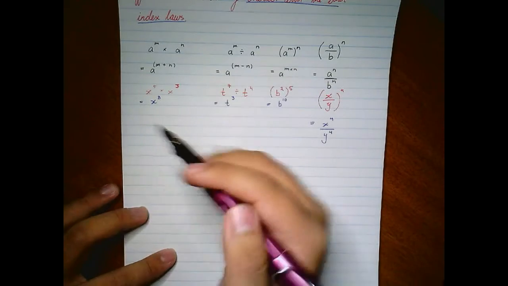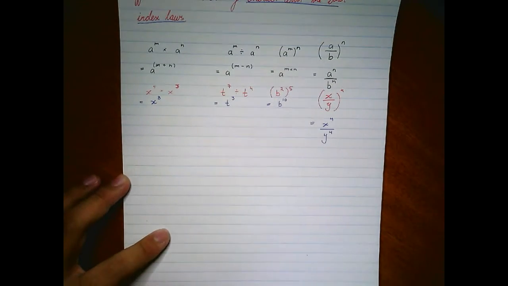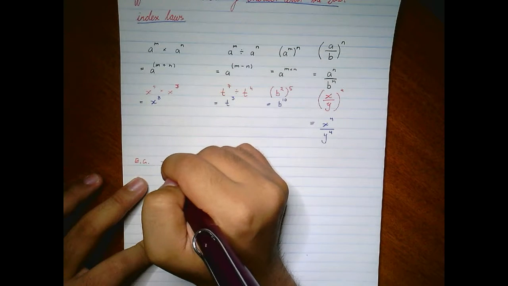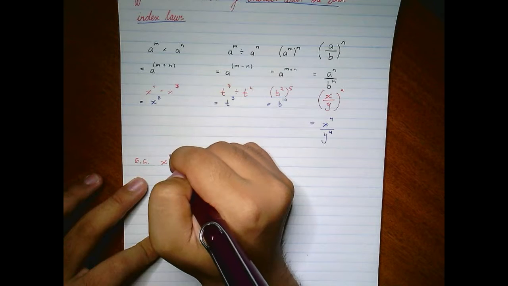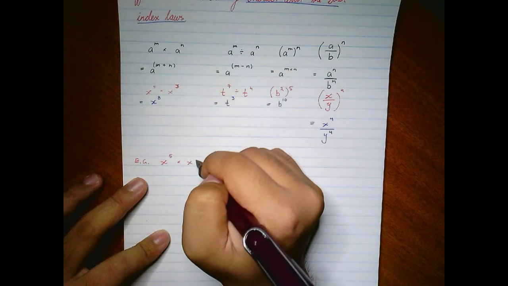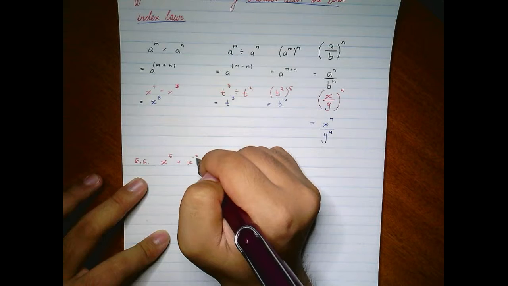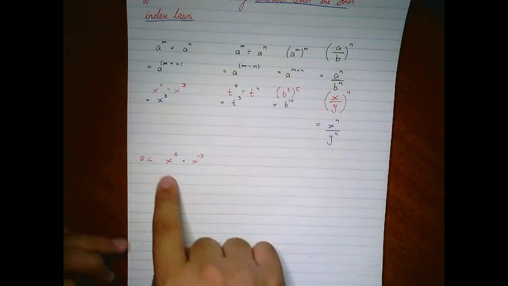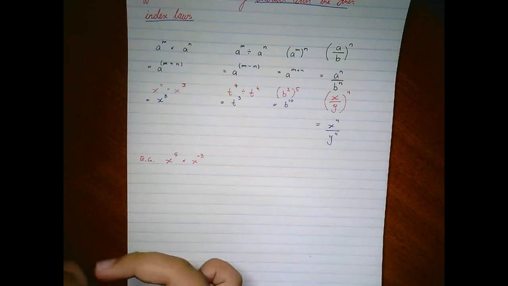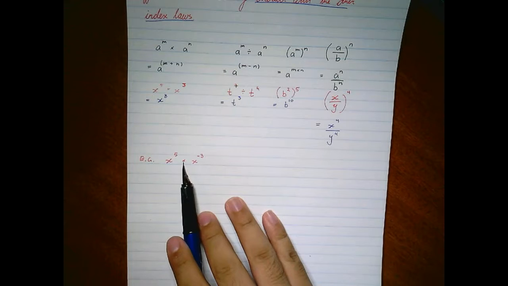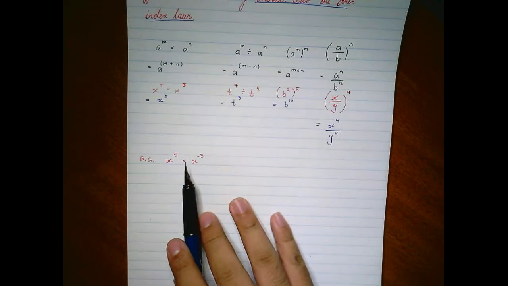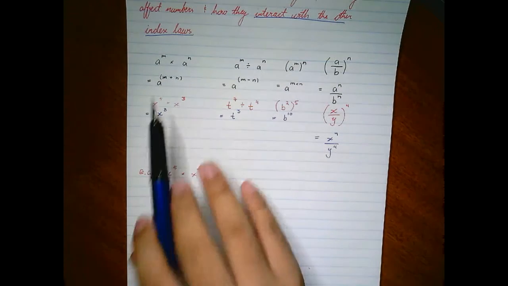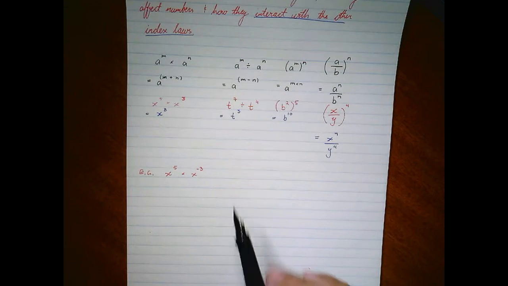So let's take for example example 1. Let's say we have x to the power of 5 times x to the power of negative 3. Well, since it's multiplication, we'll treat it like this first one. We're going to add the indices, but we're going to keep them as they are.